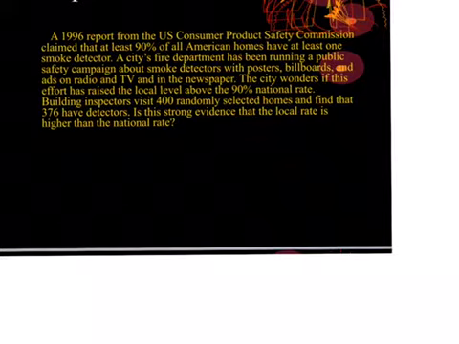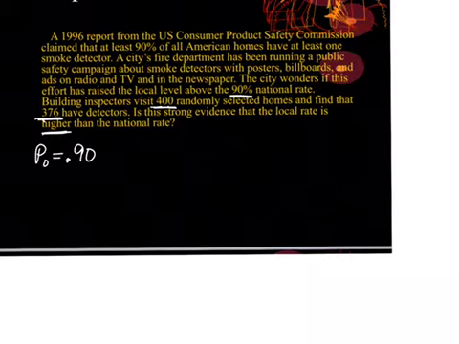Building inspectors visit 400 randomly selected homes and find that 376 have detectors. Is this strong evidence that the local rate is higher than the national rate? So there's some important information, okay? So what is our null hypothesis? Our p naught is 0.9. That's what they're telling us the national average is.